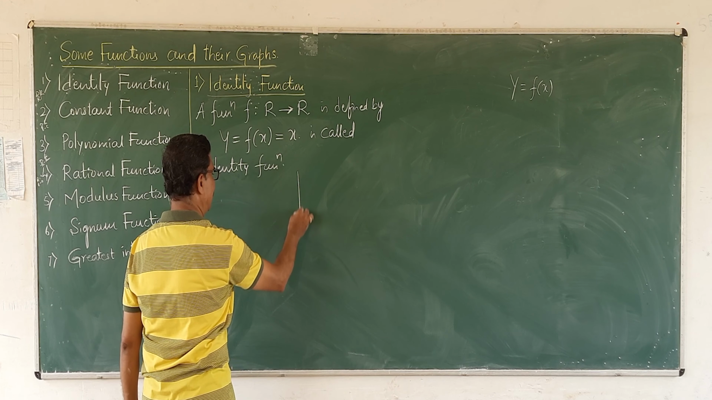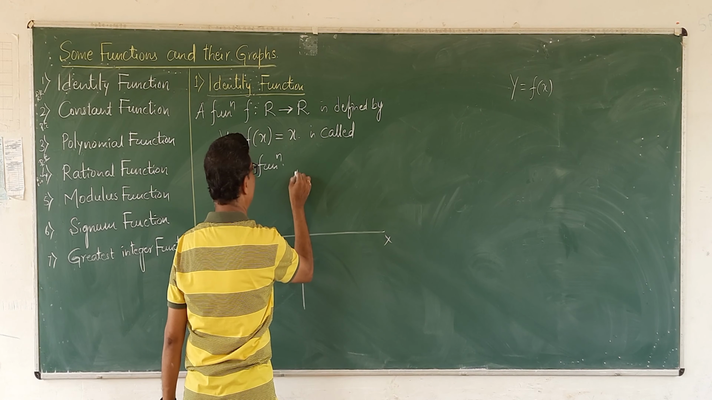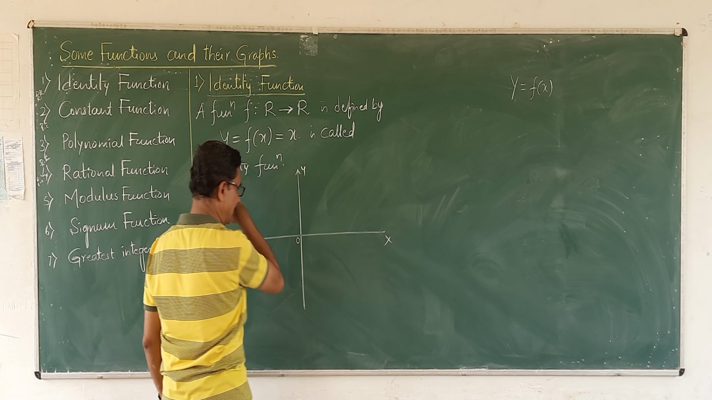Draw the graph of identity function. Look here. There are two axes, namely x axis and y axis. O is the origin.